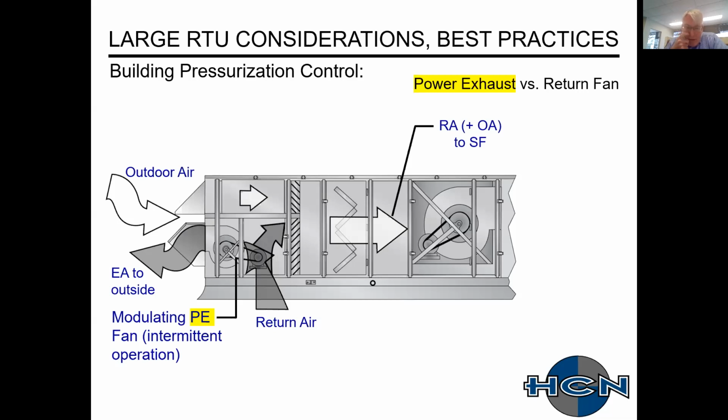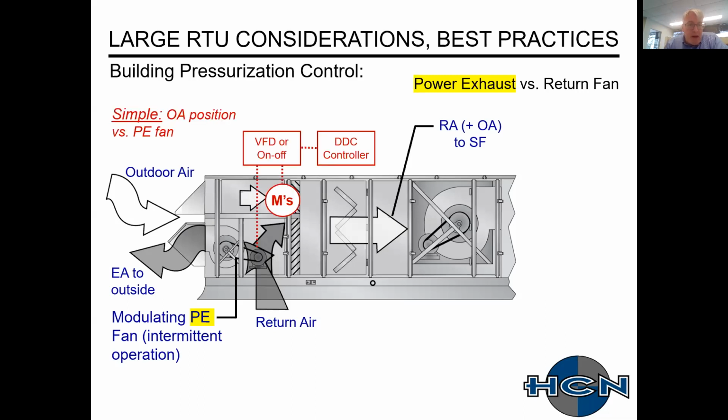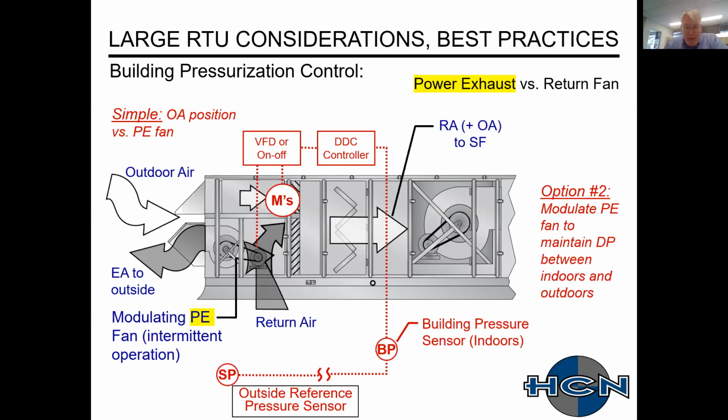As your outside air damper changes position and changes the airflow, your power exhaust fan will intermittently turn on and off. There are two ways to control this. A simple way is based on your outside air position versus your power exhaust fan. As your outside air position opens to a greater percentage, your power exhaust fan will modulate on. It can be controlled either by a VFD or, a lot of times, just simple on-off operation. The second method is to modulate the power exhaust based on the differential pressure between the indoors and outdoors.